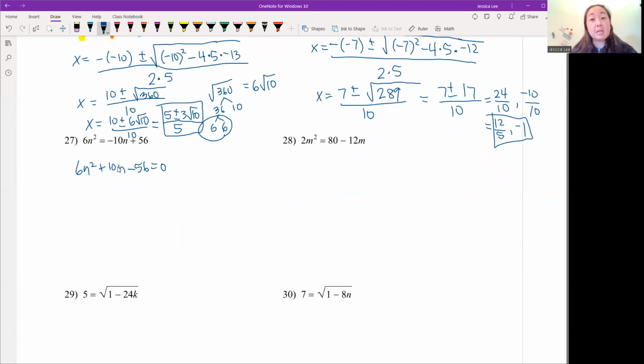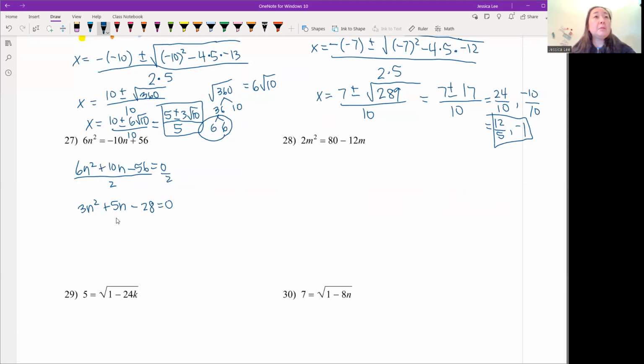I just did that all in my head. If you want to do it that way, feel free to do it that way. That's fine. I noticed that everything is divisible by 2, so I'm just going to divide both sides by 2. This is a step that's optional. You don't need to do it. I just like to work with smaller numbers. I don't like dealing with these big numbers. I'll take any chance I can to simplify them or just make them a little bit smaller. So that's going to be 3n squared plus 5n minus 28 is equal to still 0.